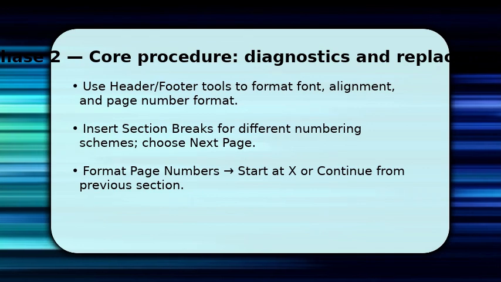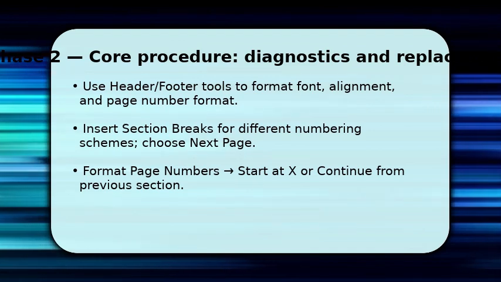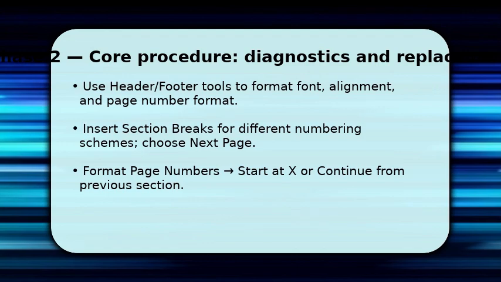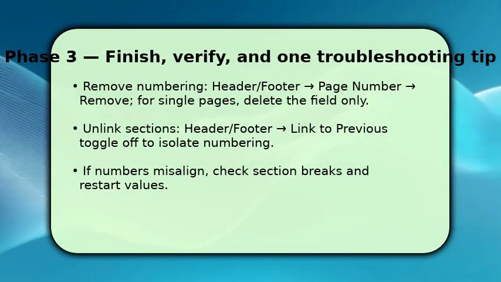Then, with the cursor in the new section's header, choose Page Number > Format Page Numbers and either continue from previous section or start at a specific number. This lets you switch from Roman to Arabic numerals, restart numbering, or skip numbering on title pages so your layout matches the document structure. Finish by reviewing each section.